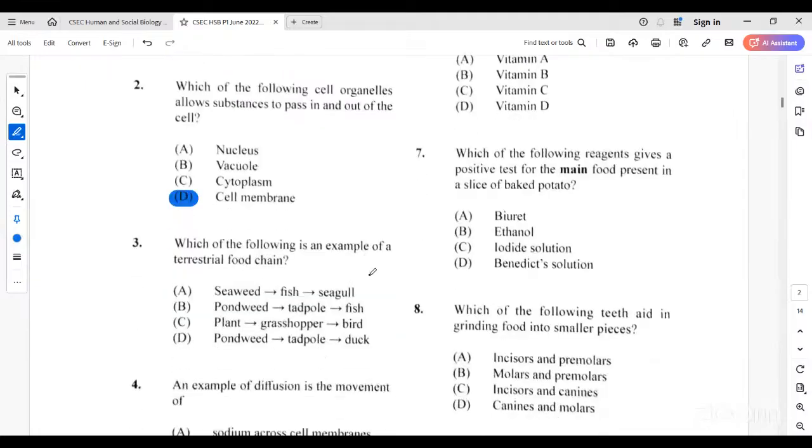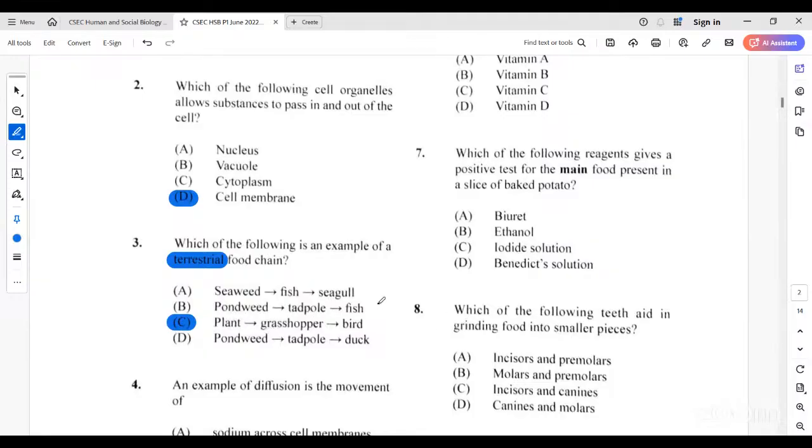Which of the following is an example of a terrestrial food chain? Terrestrial food chain, meaning land. So if you're starting off with seaweed, fish, seagull, how terrestrial is that? The seaweed grows in the sea. That will not sound very landish. Pondweed, tadpole, fish. Ooh, that sounds like a freshwater river or stream. Plant, grasshopper, bird. Ooh, sounds very landish. Let's continue reading on. Pondweed, tadpole, duck. Again, could be a stream, a pond, a lake. So we are going with C for number 3.